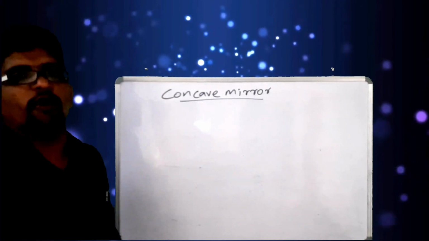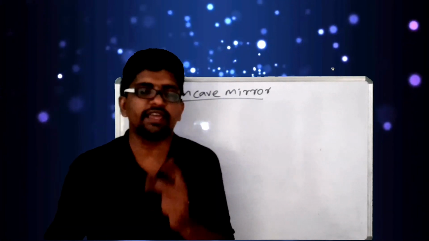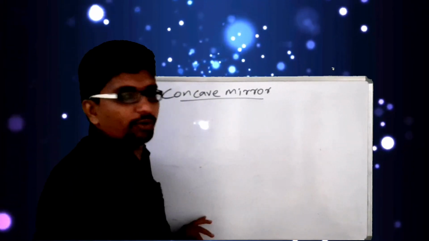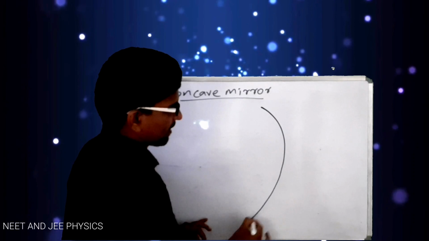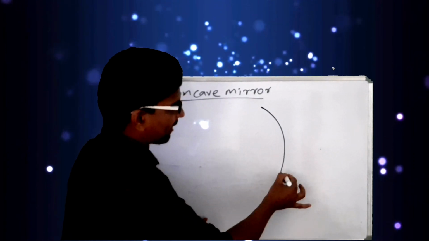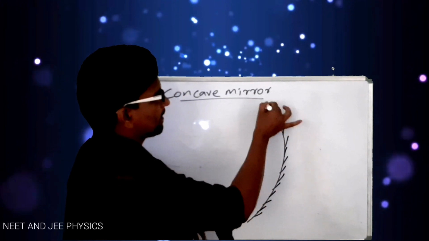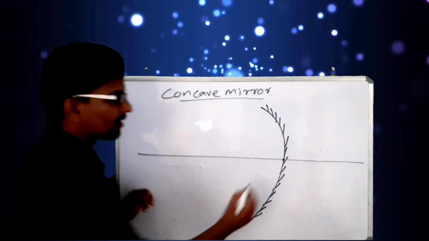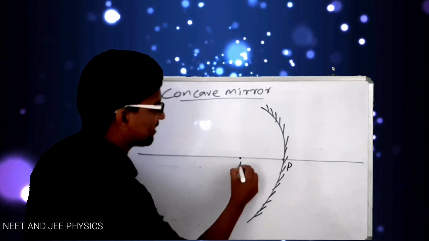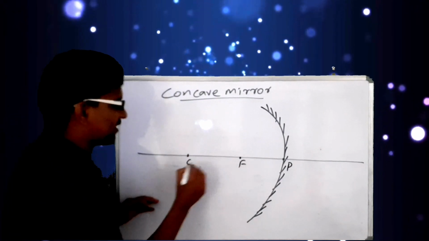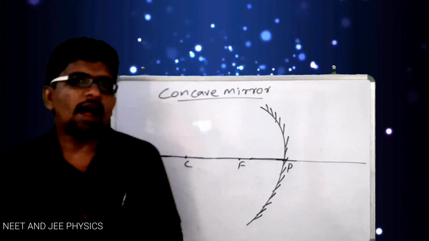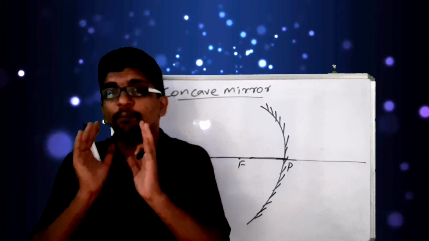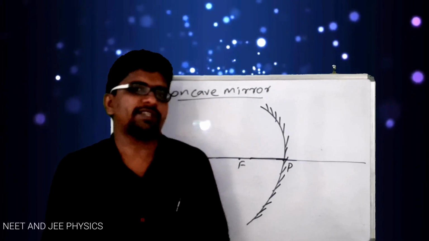Next, the image formation and the sign convention in concave mirrors. That is a very easy and interesting topic. See, image formation and ray diagram you already studied. This is the pole, this one is the principal focus, this one is the center of curvature. Already you studied the ray diagram for each position of image and object.